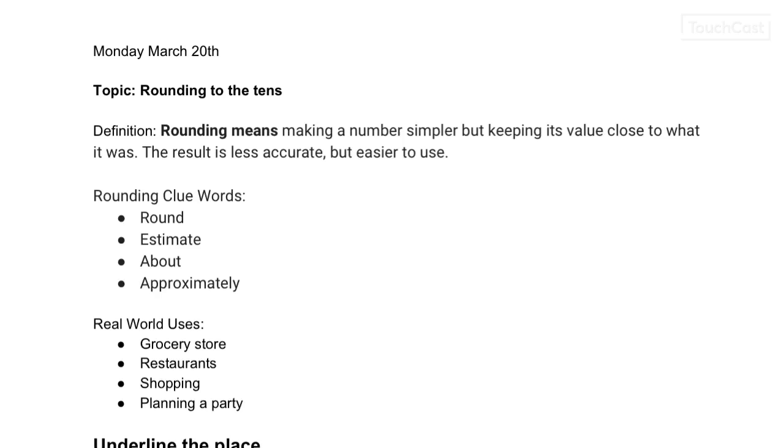Some important clue words to rounding you will see are right here. Round, estimate, about, approximately. And some real world uses would be like when you go to the grocery store and a recipe tells you you need to use about 14.5 cups of water. When you go to a restaurant and you want to pay your bill, same thing when you're going shopping. You want to make sure you have enough money, so you normally round up. And if you're planning a party, you want to make sure you have enough food. So let's get into the meat of the lesson.